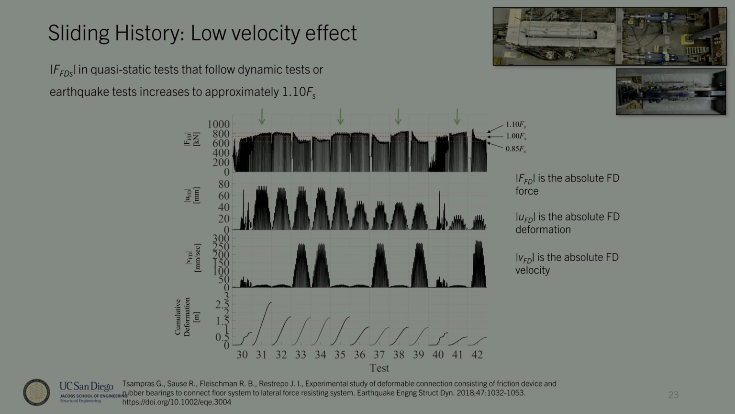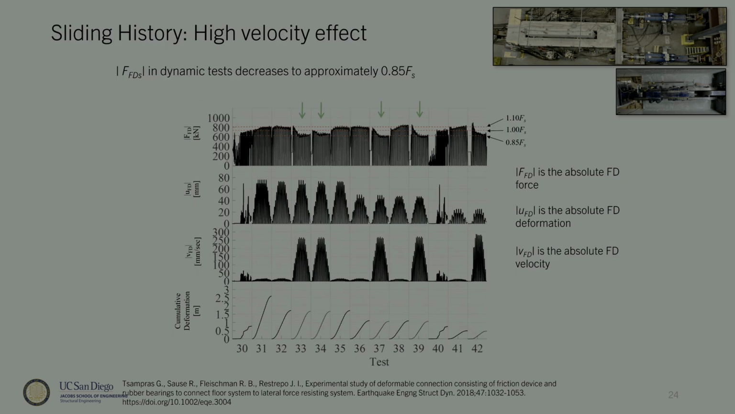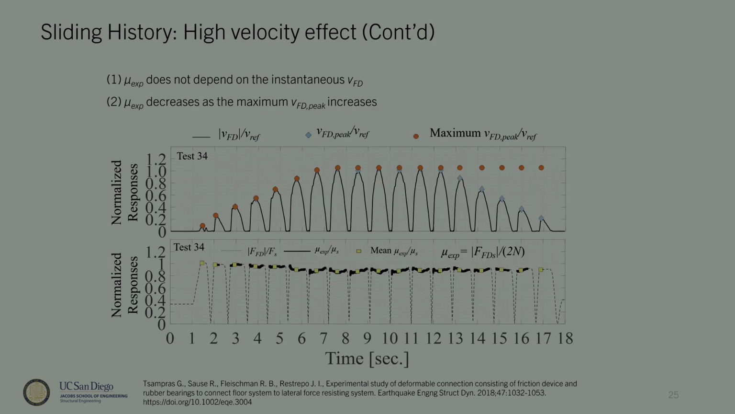The green arrows point to some of the tests that were quasi-static, very slow motion. There is this trend where we converge to a steady-state friction force that is about 10% higher than the target friction force that I call Fs there. And if you run dynamic tests, where the arrows are pointing, you see that we have convergence to 85% of that target friction force, and it's consistent. I think these are interesting experimental results that require a little more attention.